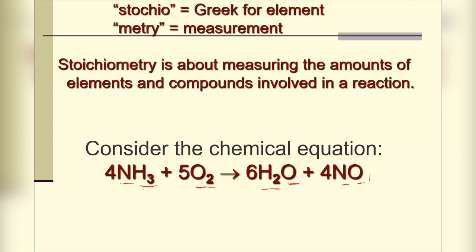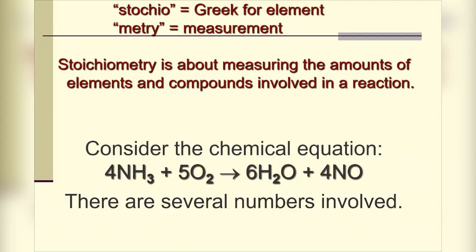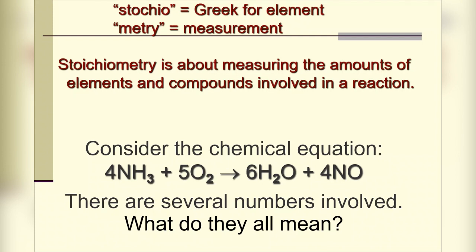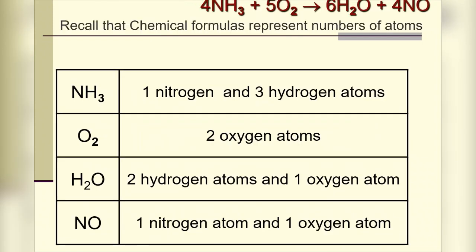Let me show you in the form of a table or a chart. Then you will know what they all mean. 1 nitrogen atom and 3 hydrogen atoms, 2 oxygen atoms, and here 2 hydrogen atoms and 1 oxygen atom, 1 atom of nitrogen and 1 of oxygen as well.